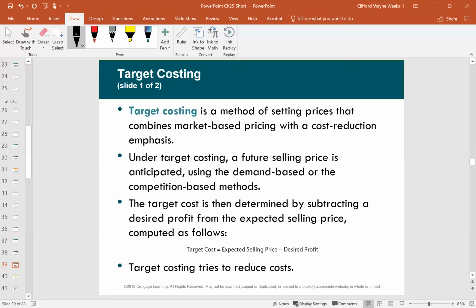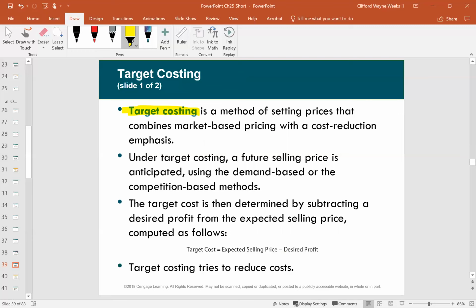In order to account for that, we're going to really focus in on the costs. That's what we're doing when we're target costing. If we know that we're going to have a certain percentage decline, but we still want to stay profitable, we're going to have to cut our costs. We're going to target what those costs have to be and then work backwards. It's a method of setting prices that combines market-based pricing with a cost reduction emphasis.